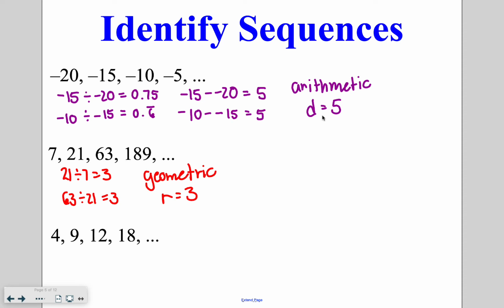Common difference is adding or subtracting. That's for the arithmetic sequence. Common ratio is r, and that's for our geometric sequence.